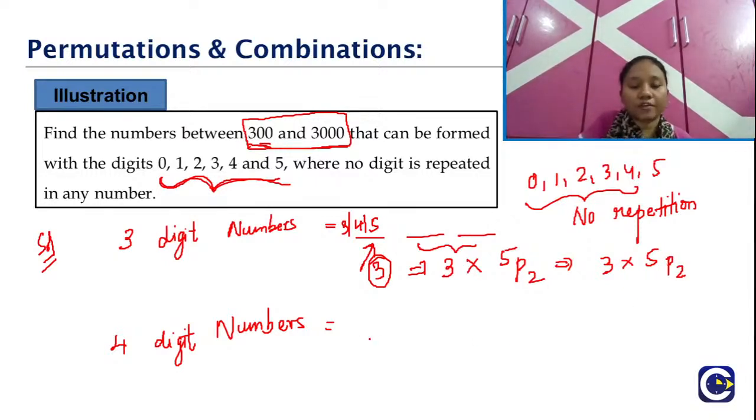Similarly, you can write for the 4-digit number also. You can check for the digits which have to be placed in the thousands place, and the remaining will be arranged accordingly.